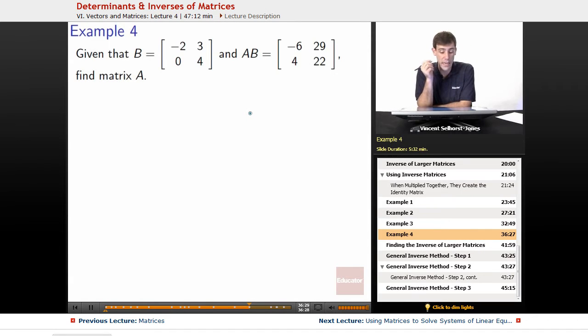B equals negative 2, 3, 0, 4, and AB equals negative 6, 29, 4, 22. Find the matrix A. So how are we going to do this? We don't know what A is. We know what AB is. We know what B is.